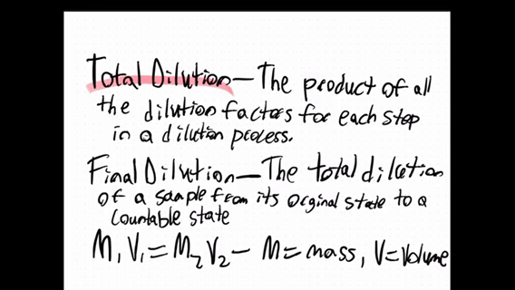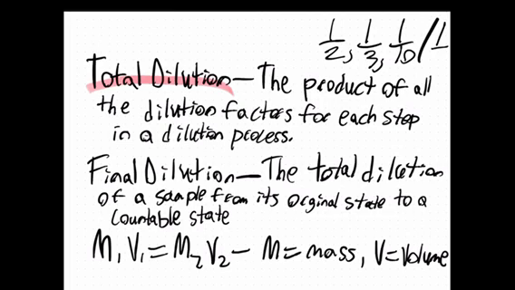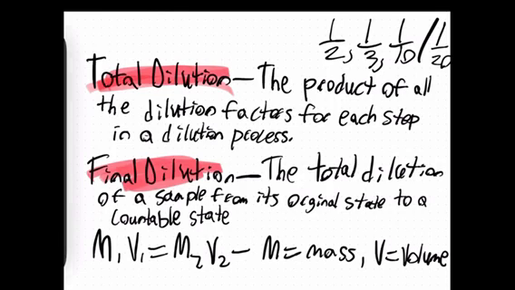So that just means your dilution factor, which for this video will be either 1/2, 1/3, or 1/10. It's not going to be anything different in this video, but you can have, for example, a 1/20 or even 1/100. And then our final dilution is the total dilution of a sample from its original state to a countable state.